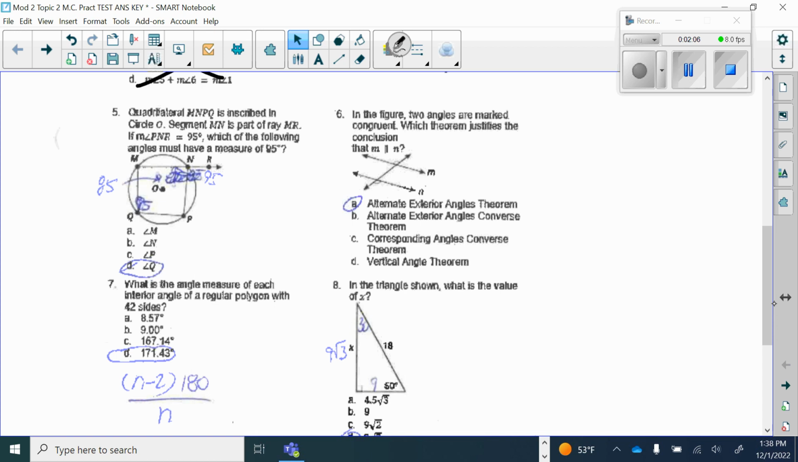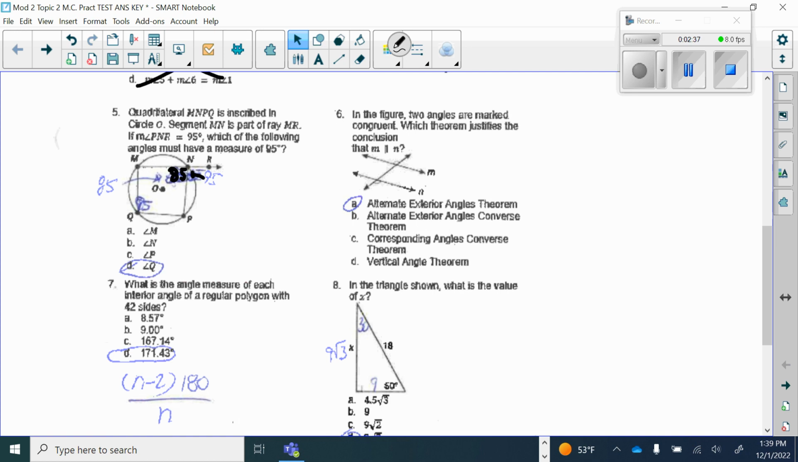All right, here we have a quadrilateral. Segment MN is part of ray MR. The measure of angle PNR is 95, so 95 is right there. Which of the following angles must have a measure of 95? Well, we know that if that's 95, this is 85, in order to be a linear pair right there.